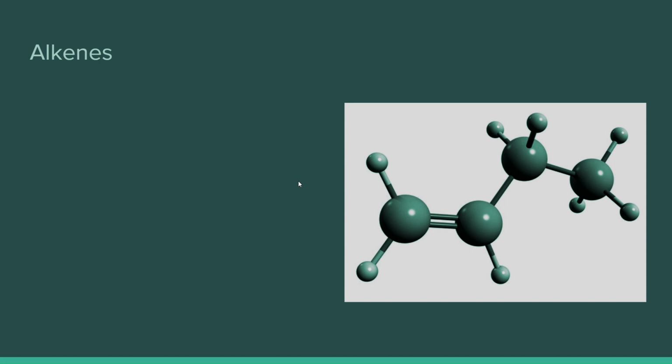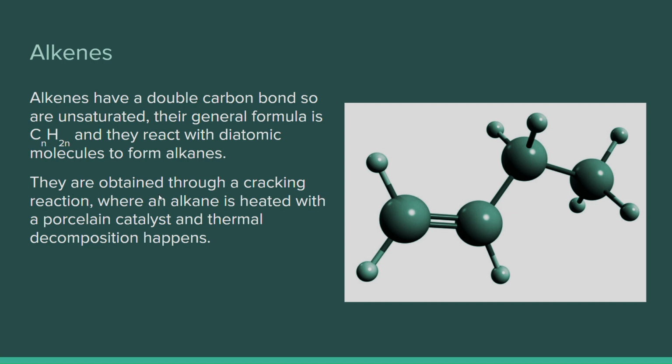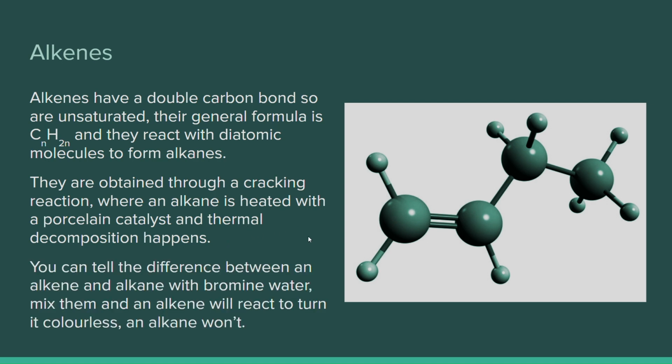Now there's alkenes, which are a little bit more interesting. They have a double carbon bond, so they're unsaturated, they don't have all the hydrogens. Their general formula is CnH2n. Again, that's N for amount of carbons and hydrogens, not for nitrogen. And they react with diatomic molecules such as Cl2 to form alkanes. They are obtained through the cracking reaction, where an alkane is heated using a Bunsen burner, and then it's got a porcelain catalyst, and a thermal decomposition reaction happens. So an alkane produces an alkane plus an alkene.